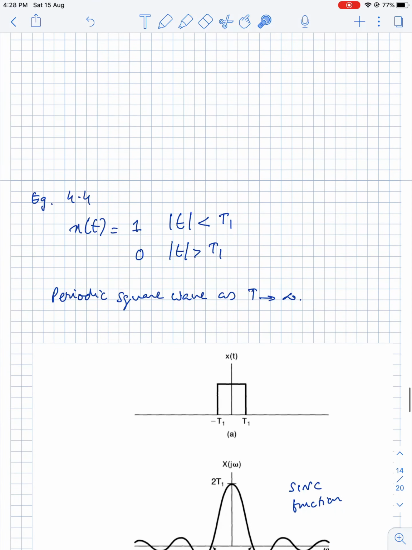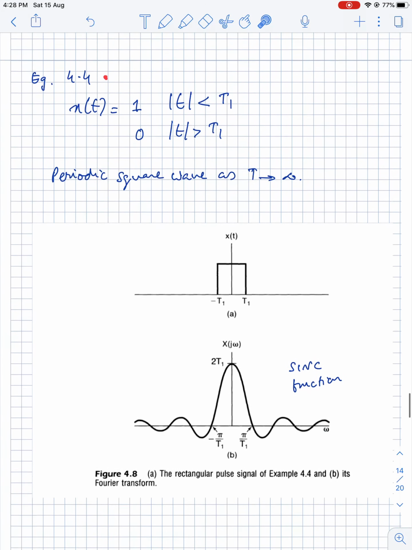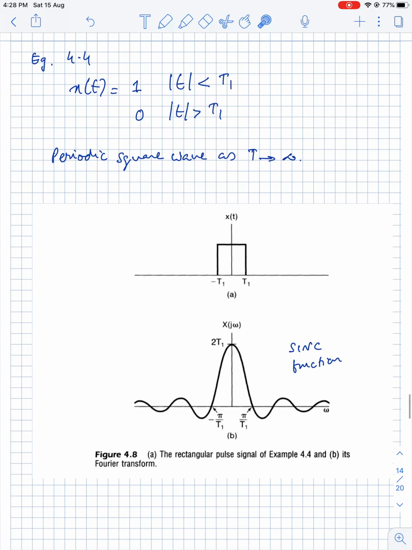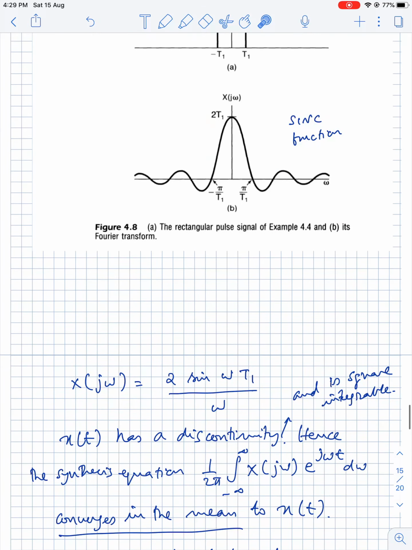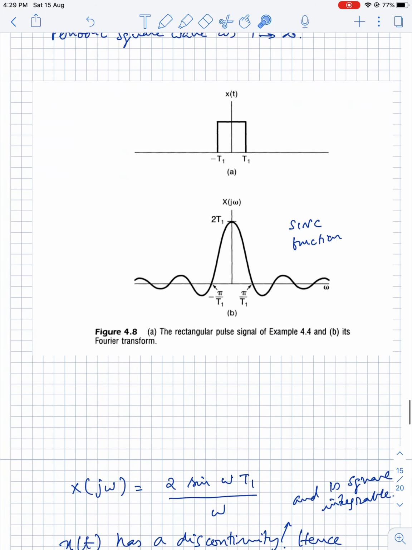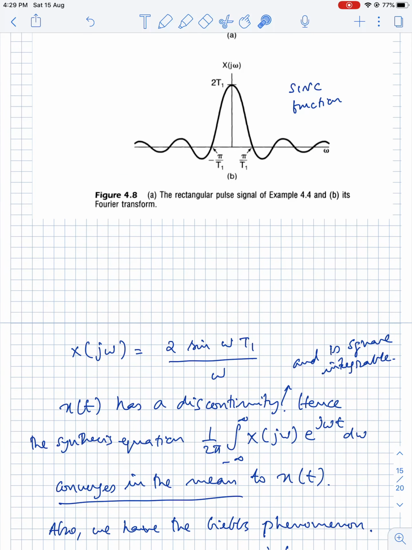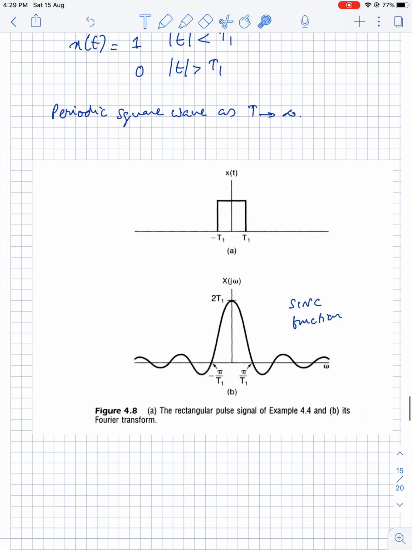Another example, example 4.4. This is again the square wave which we saw earlier. x of t is 1 between minus t1 and t1, otherwise it is 0. So this is a non-periodic signal. It is the periodic square wave where the period is equal to infinity. If you apply the analysis formulation, you will get 2 sine omega t1 by omega, and this looks like this.